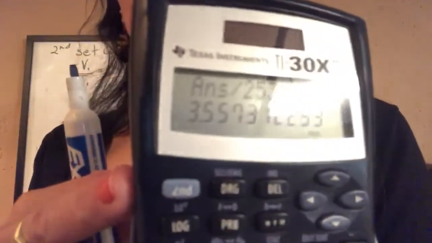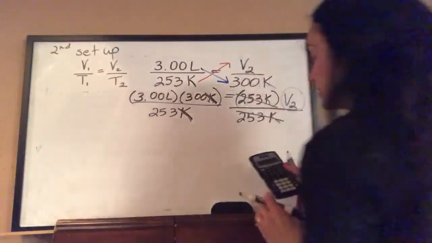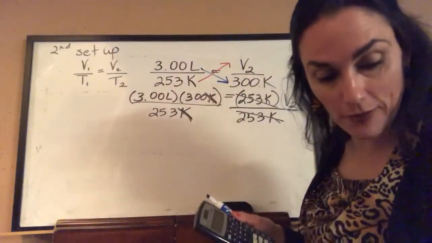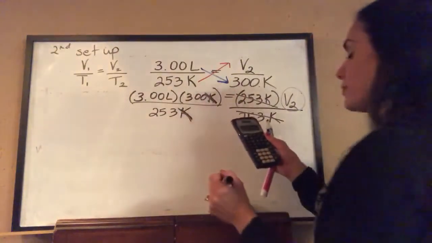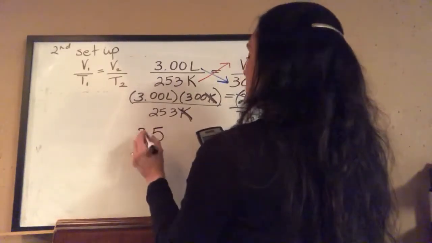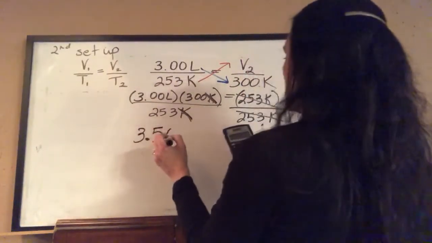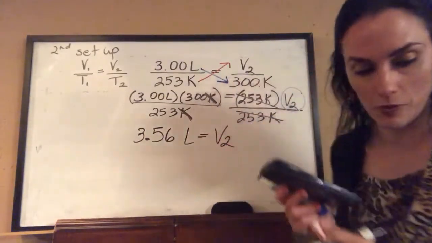All right, but we will put it with 3 significant figures because all of our measurements had 3 significant figures, including our initial temperatures, which were in Celsius. So we keep our final answer with 3 significant figures. It would be 3.56 liters. Okay, would be the volume.